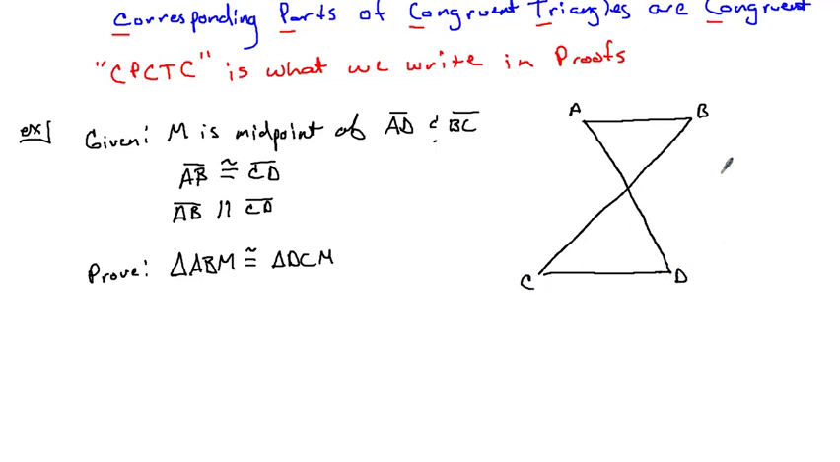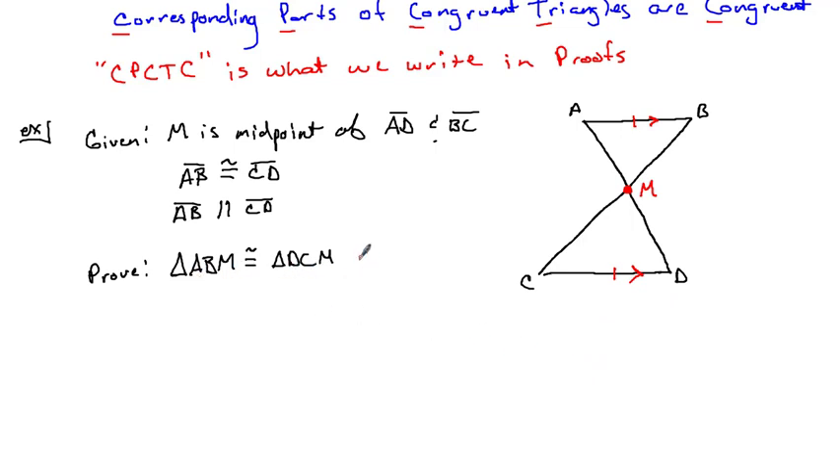Okay, we label it like this. We have this point here. This is M. So you would be given all of this information and this picture. And you're told that M is the midpoint of AD and BC. AB is congruent to CD. And AB is parallel to CD. So this is what you're given. And we're going to prove that these two triangles are congruent.